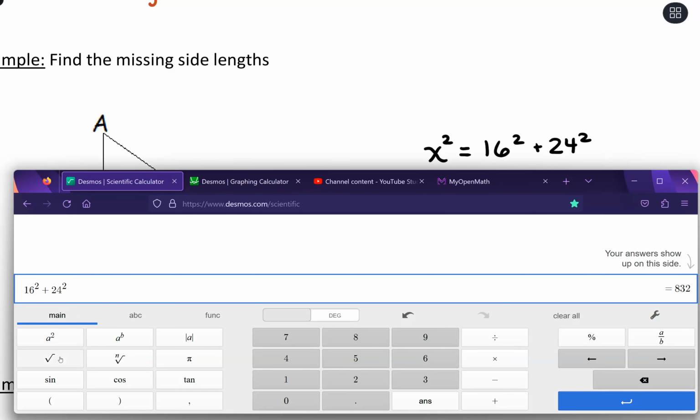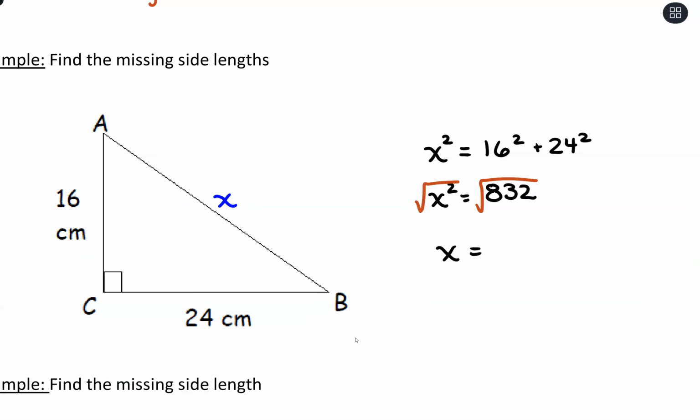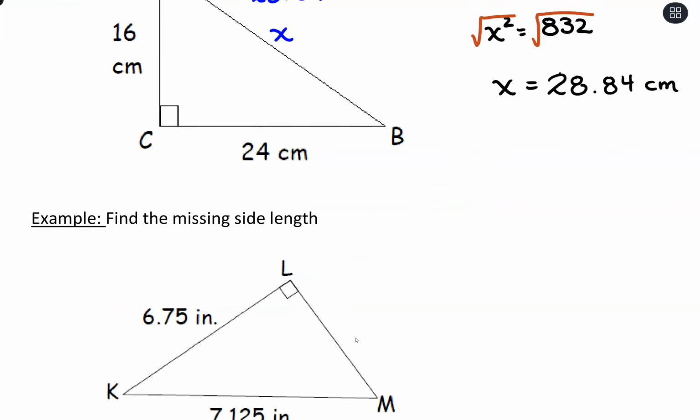And we are taking the square root of 832, which is about 28.84. And then we'll just use our units, which are in centimeters. And then to check my math, what I make sure is that that is in fact the longest side length, especially when we're solving for the hypotenuse. So with that, we can compare it to the others, and it is in fact the longest.